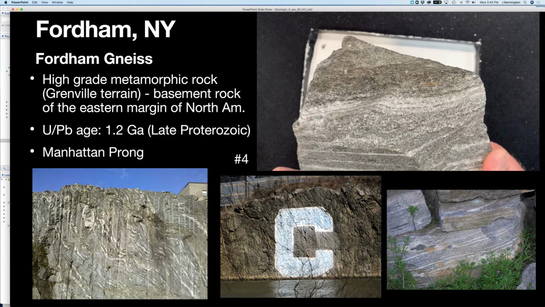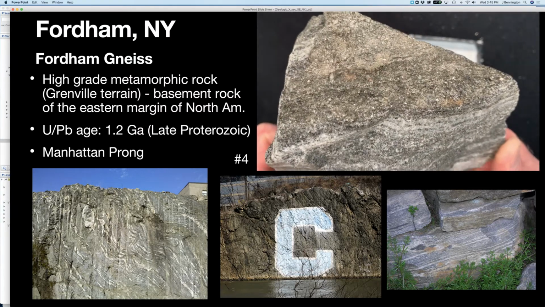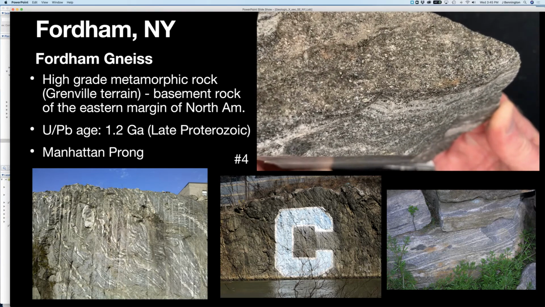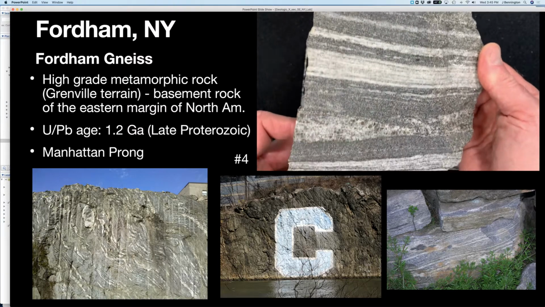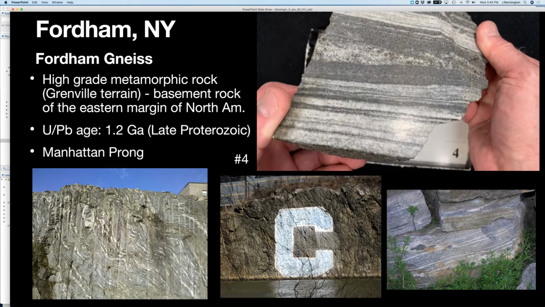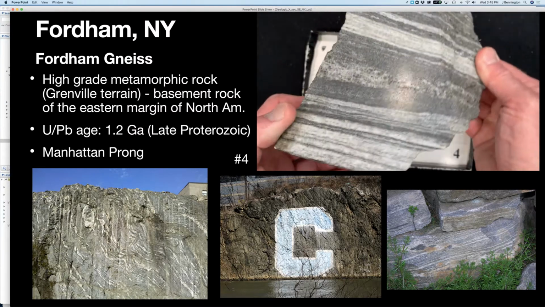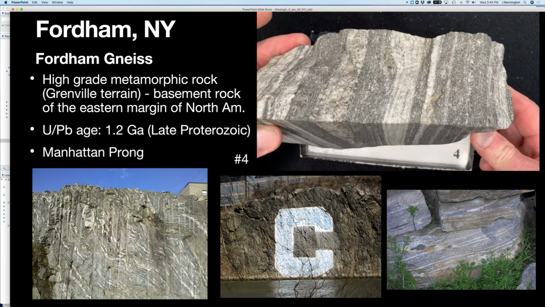An older mountain range than the mountain range that formed the Manhattan schist, because the Manhattan schist is half as old as the Fordham gneiss. So just looking at the metamorphic rock in New York City, we see an older layer and some younger layers.